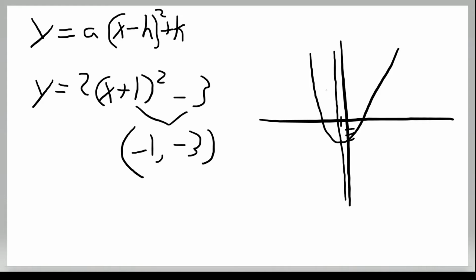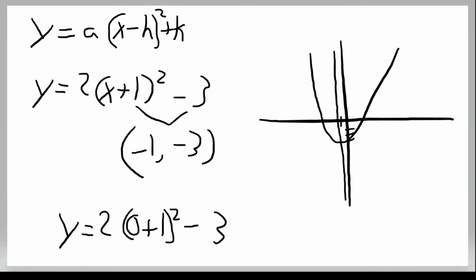Now, let's just plug 0 in for x just to get some more points on the graph. You don't have to do this when you're solving just for axis of symmetry, but it is a good idea to get a more exact location. So let's just do y equals 2(0 plus 1) squared minus 3. Okay, 1 squared is just 1, so it's going to be 2 times 1 minus 3. 2 minus 3 equals negative 1.